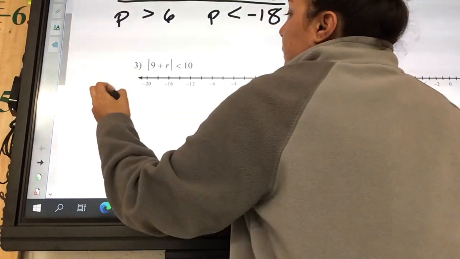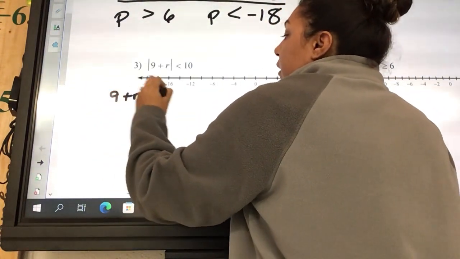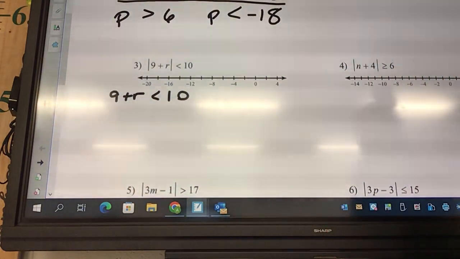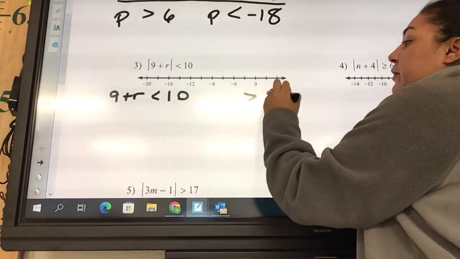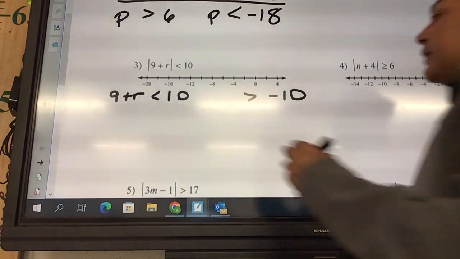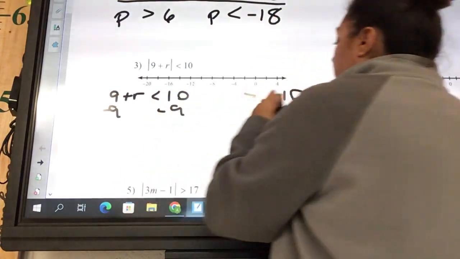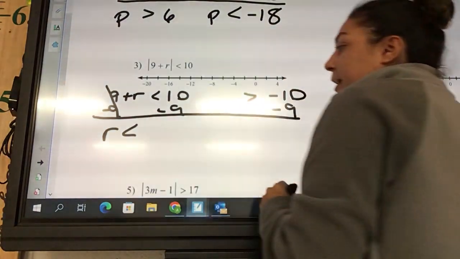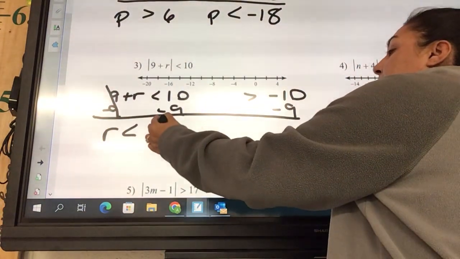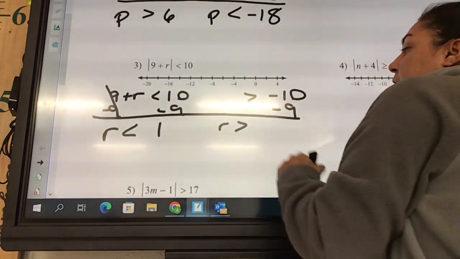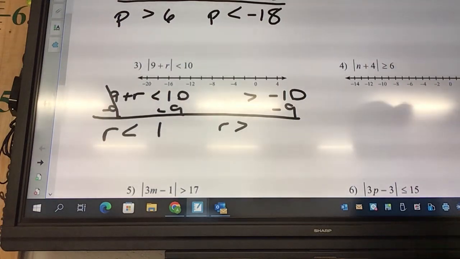Okay, so if we look at number 3, I got 9 plus R. Okay, and then what do we do with the other one? Flip the sign and turn it into a negative. Okay, now what? How do I solve for R? -9 from both pieces. So I got R, 10 minus 9. 1. And then -10 minus 9. -19.